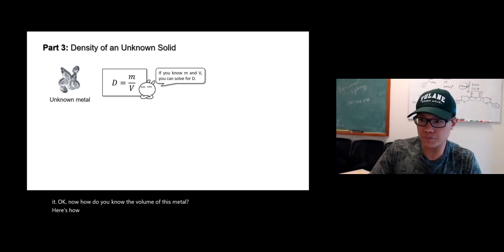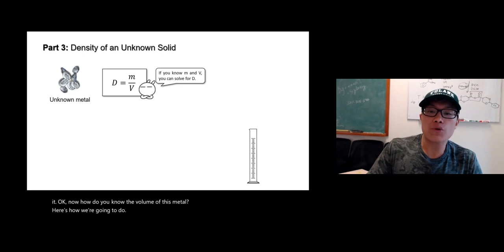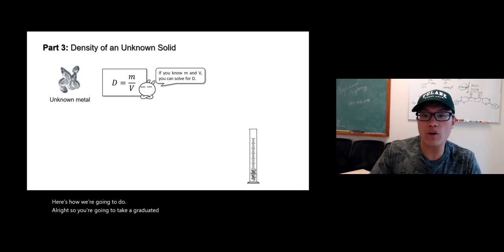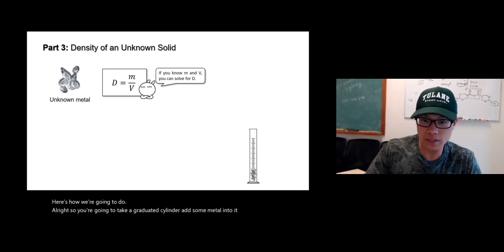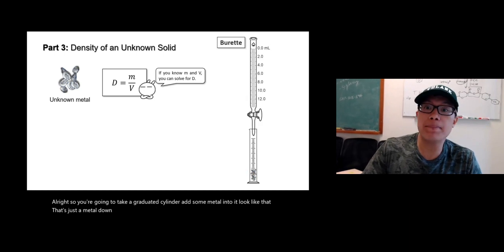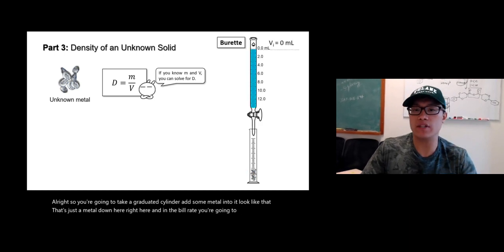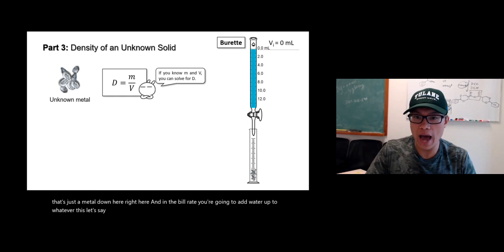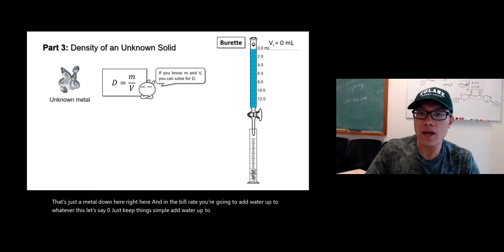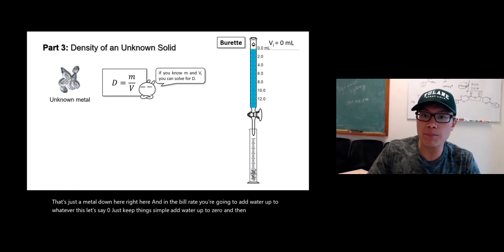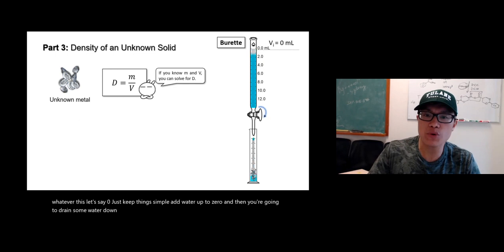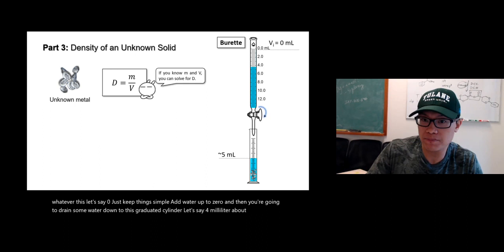Okay, now how do you know the volume of this metal? Here's how we're gonna do it. You're gonna take a graduated cylinder, add some metal into it, like that. There's a metal down here, right here. And in the burette, you're gonna add water up to whatever it is. Let's say 0, just to keep things simple. Add water up to 0. Then you're gonna drain some water down to this graduated cylinder. Let's say about 4 milliliter right here.